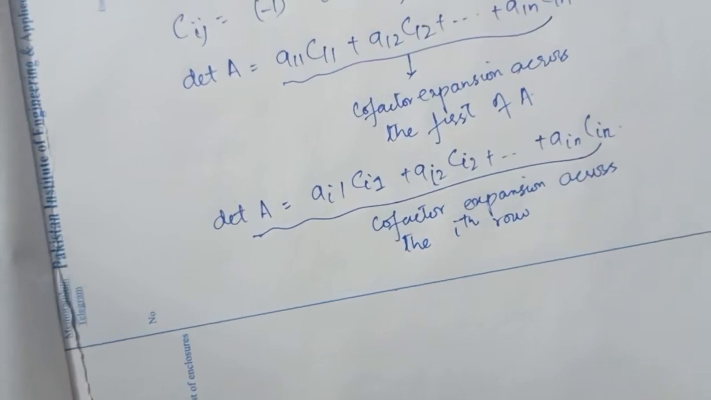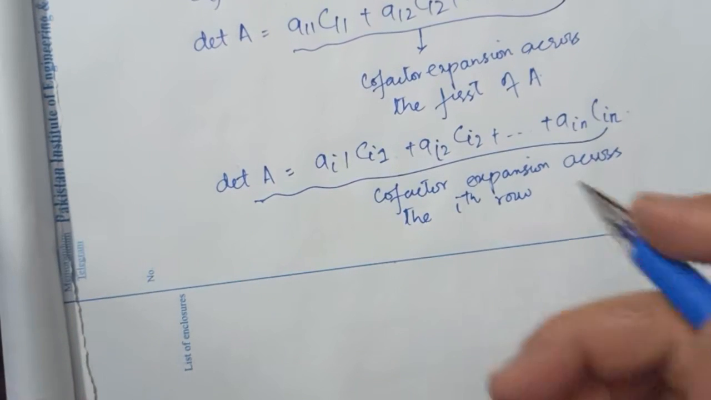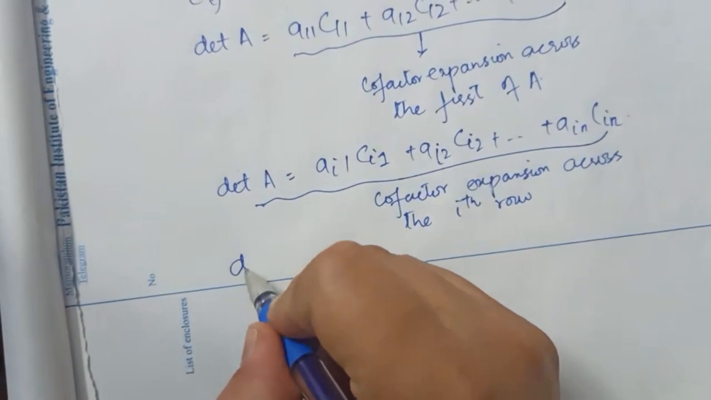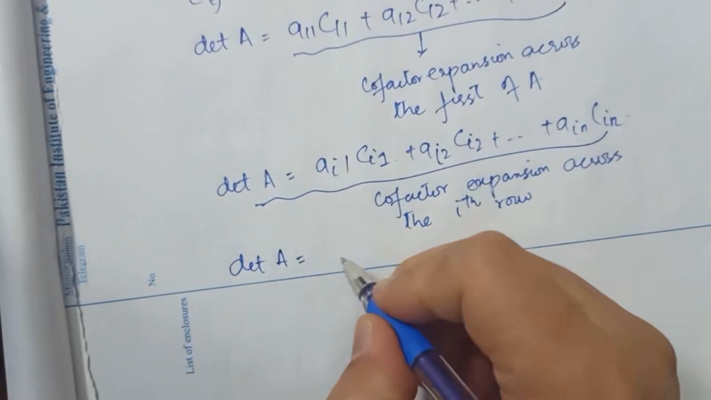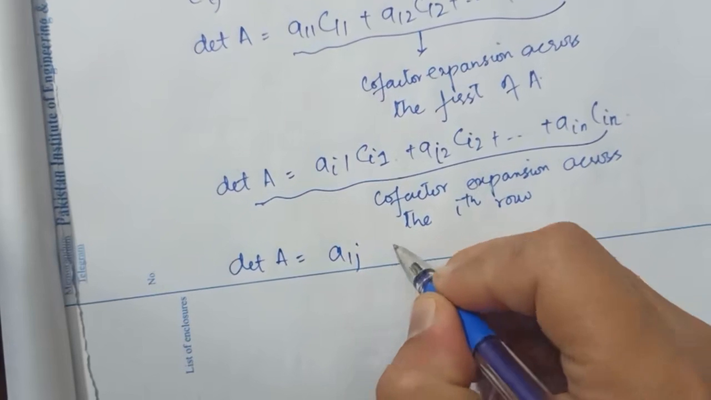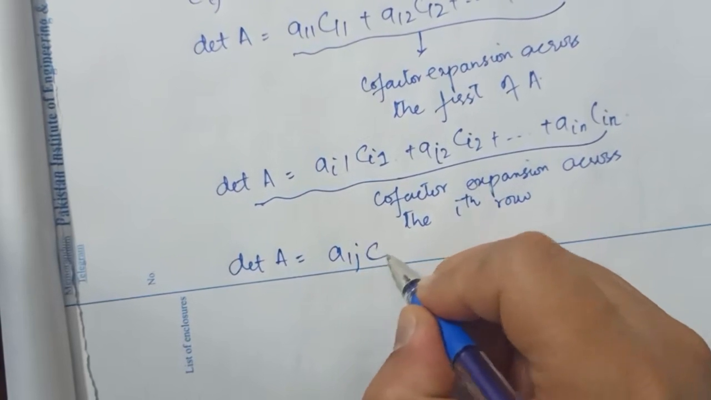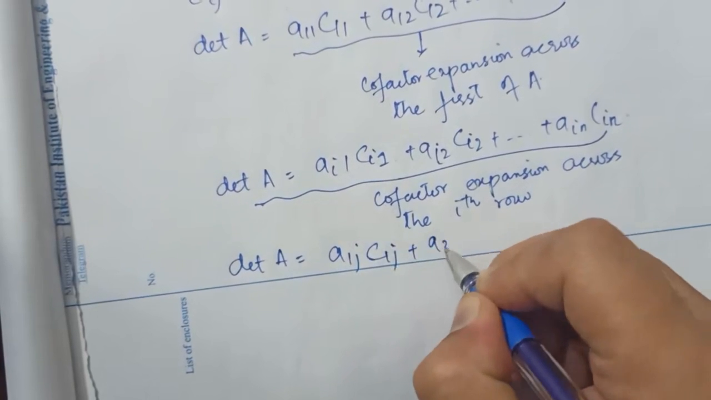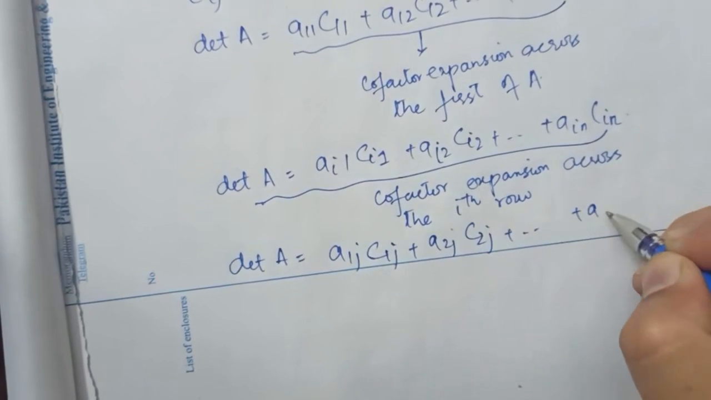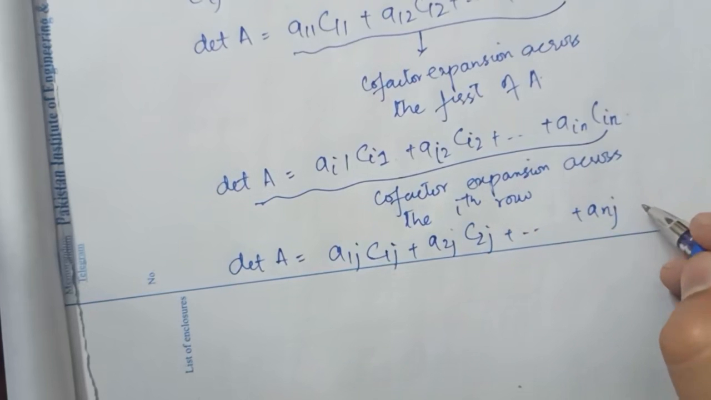Similarly, you can write a cofactor expansion down the jth column, which is determinant of A equals A1j C1j plus A2j C2j plus ... plus Anj Cnj.